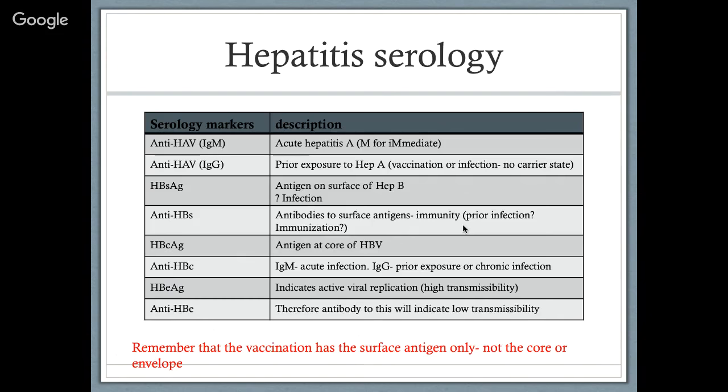You can read through this slide, but the hepatitis A serology is pretty easy, just IgM and IgG, M for immediate. So that's what's going to happen immediately, and G is sort of the longer-term lasting immunity.